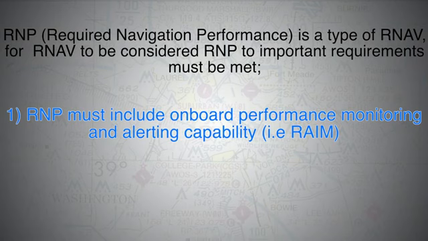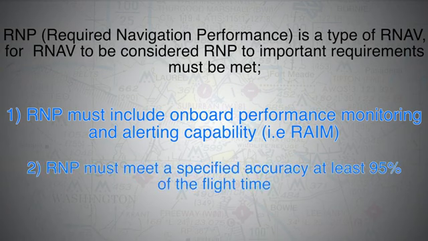Okay? There is a second difference, which is that RNP must meet the specified accuracy at least 95% of the flight time. Meaning, say we are on the arrival phase, for example, with RNP 1 accuracy. By the way, RNP 1 means RNP accuracy of 1 nautical mile off-track deviation. Okay? That at least 95% of the flight time, the aircraft is capable of meeting this accuracy.